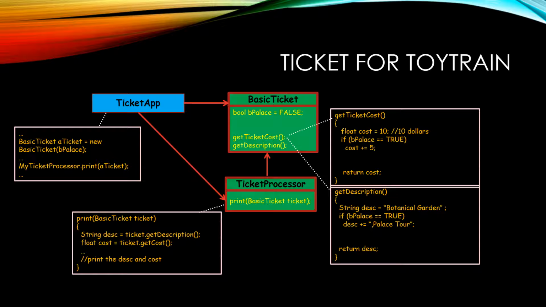And by now, you can understand how the code will look like. In the basic ticket class, an additional Boolean variable to check if the toy train is to be included in the ticket. Based on that, the get ticket cost will be updated. And get description will also be updated like before. Ticket app will now pass one more Boolean variable that represents the toy train preference.